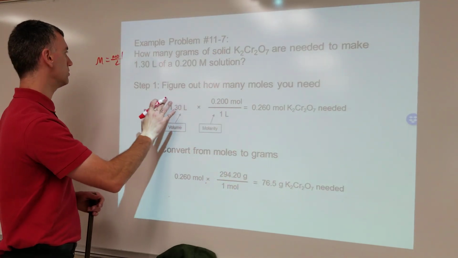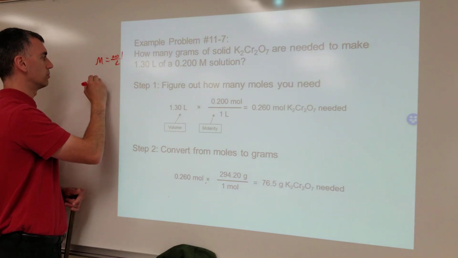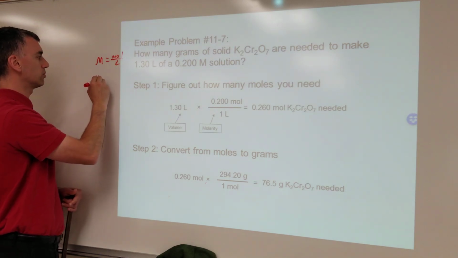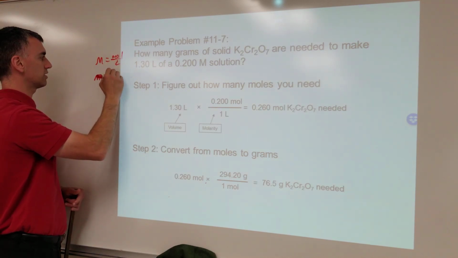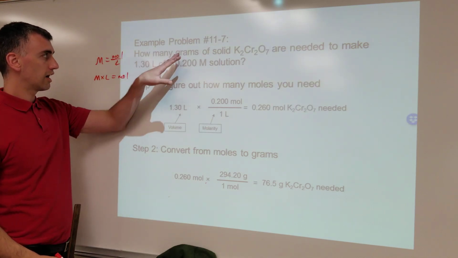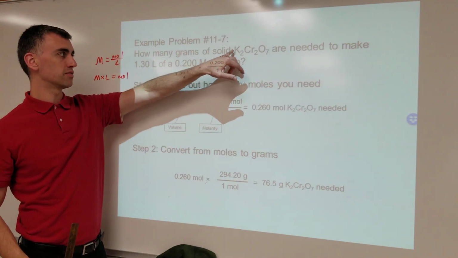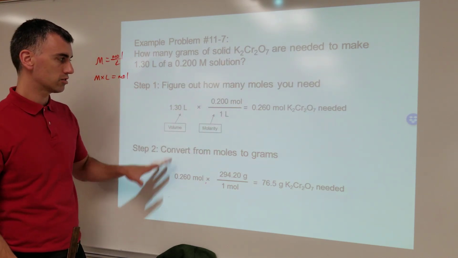Now, how did I know to do this? I go back to this definition of what molarity is and say, molarity being moles per liter, if I times both sides, molarity times liter equals moles. And if I can solve for moles of this, then I can convert moles to grams and call it done. So that's what's going on here.